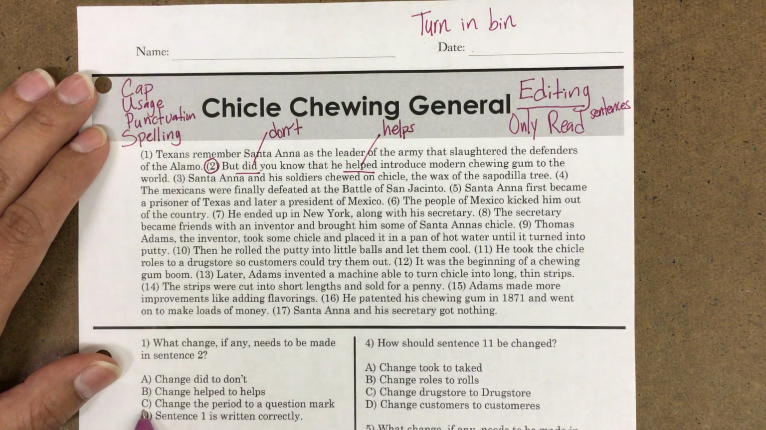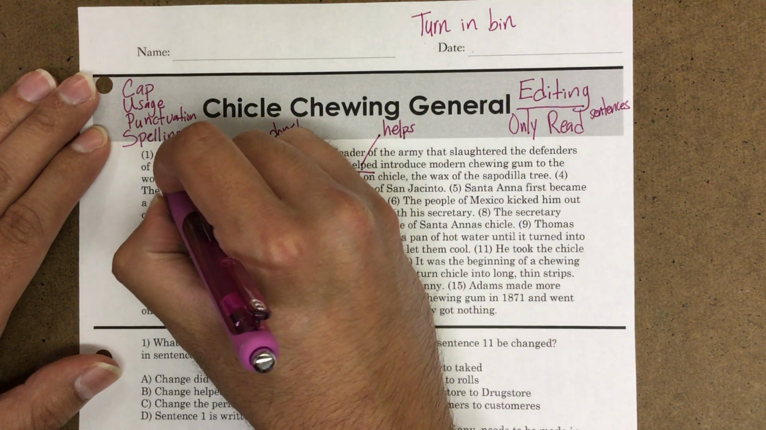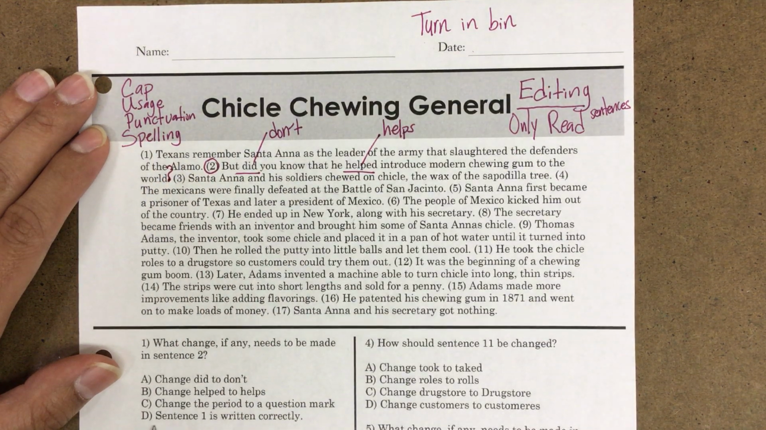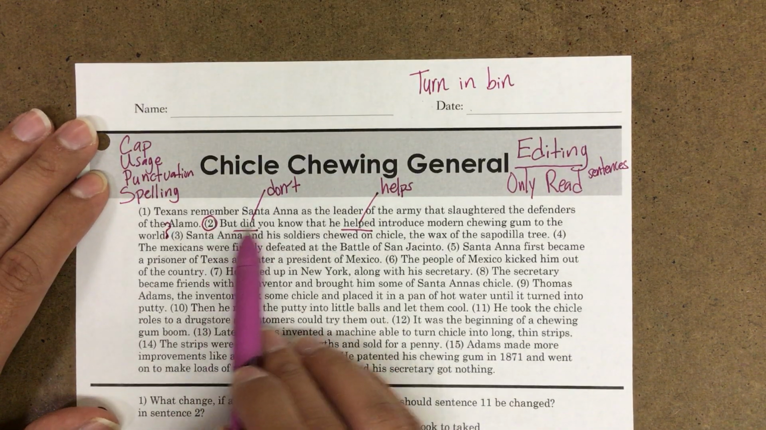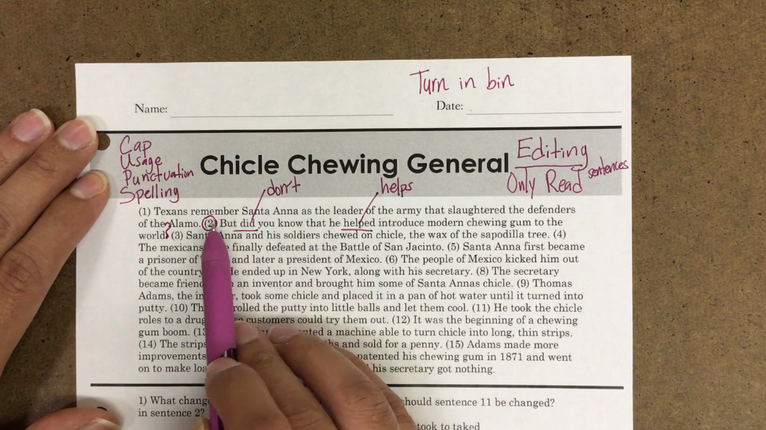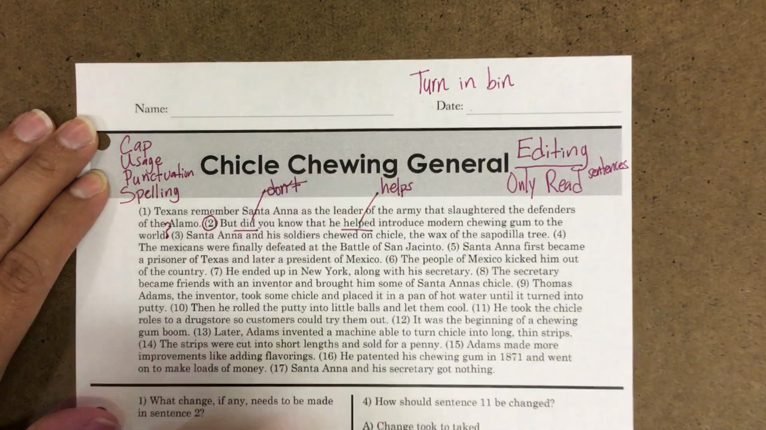Then you look at C, change the period to a question mark. So now D says sentence 1 is written correctly. Now, I'm not going to look down here. I look at my sentence. But did you know? Or is it but don't you know? It's not don't, so cross it out.